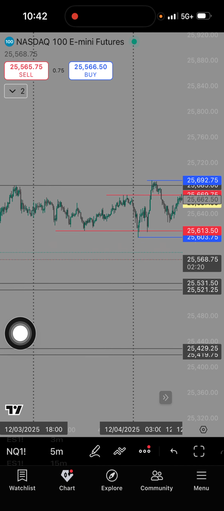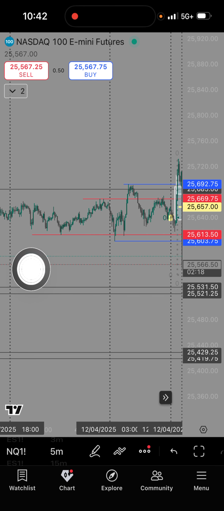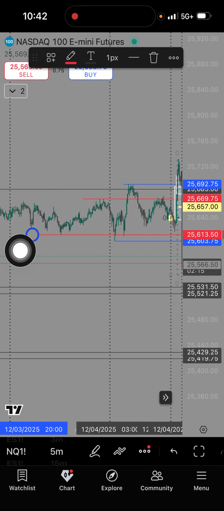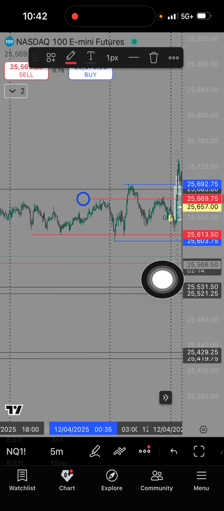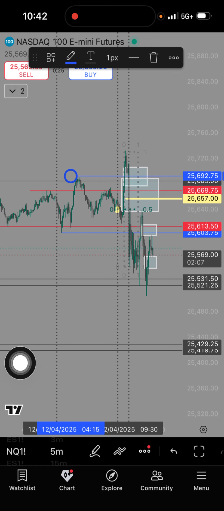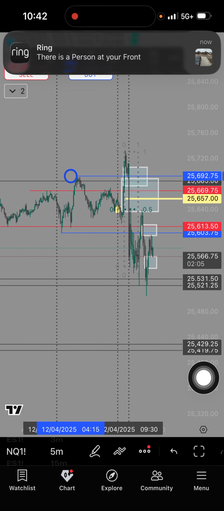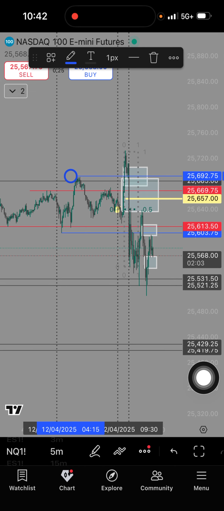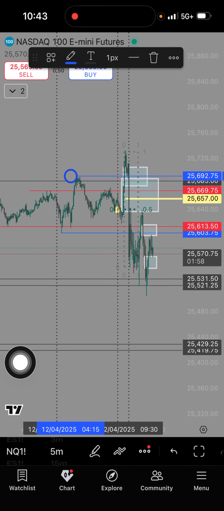So I always mark my sessions out. This is my Asian session, and I mark my Asian session lowest point and highest point. Then I move over to the London session, which is this area. I mark my London session low and London session high, and I wait. In the London session is where I look to see where manipulation and liquidity have shown themselves.